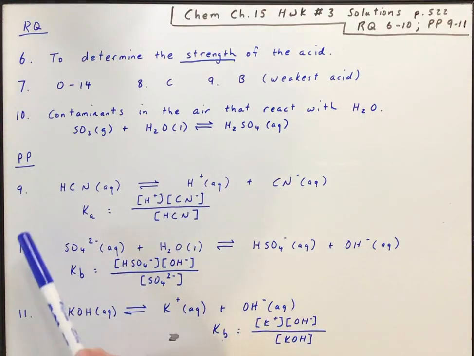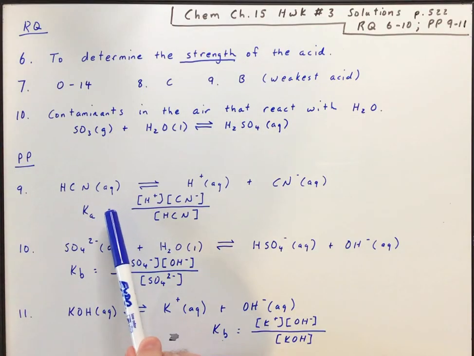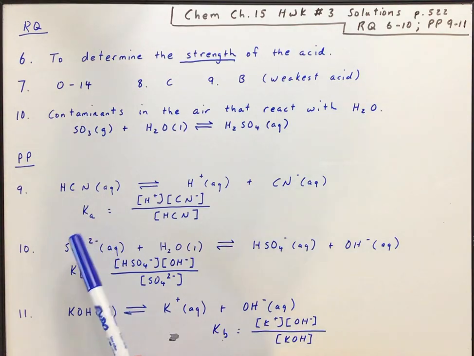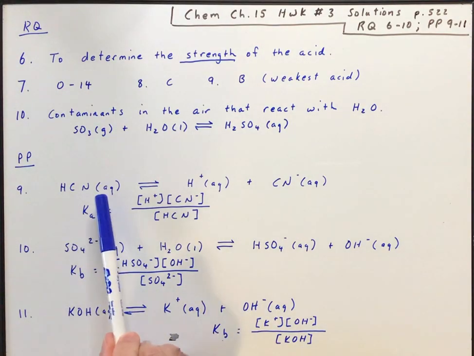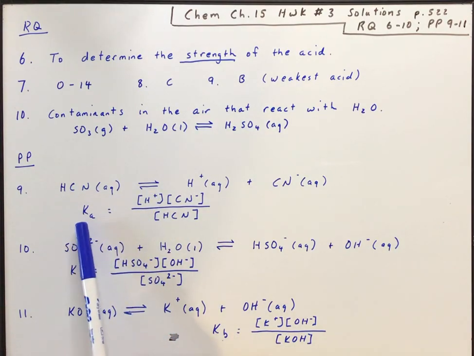So practice problems 9 through 11, and 11 is one that I added. It should be written in your book. But we want to know with number 9, what's the equation for the acid ionization constant for HCN? Now, the first thing you have to do is write the equilibrium reaction. All right, then you can get K sub A.